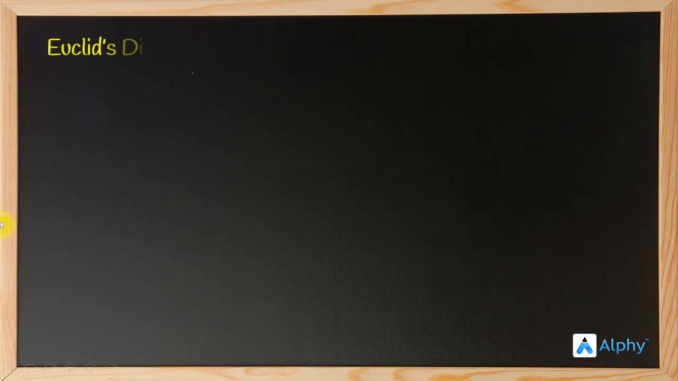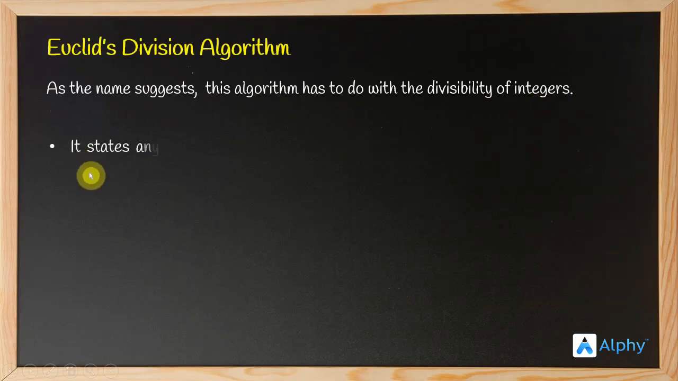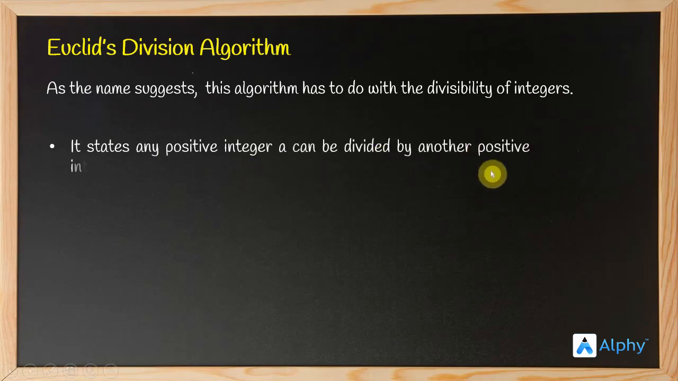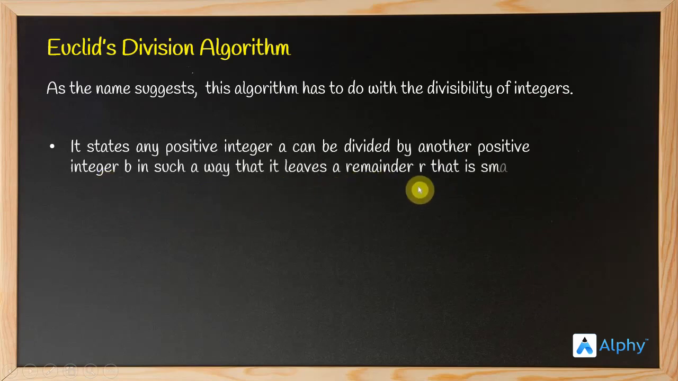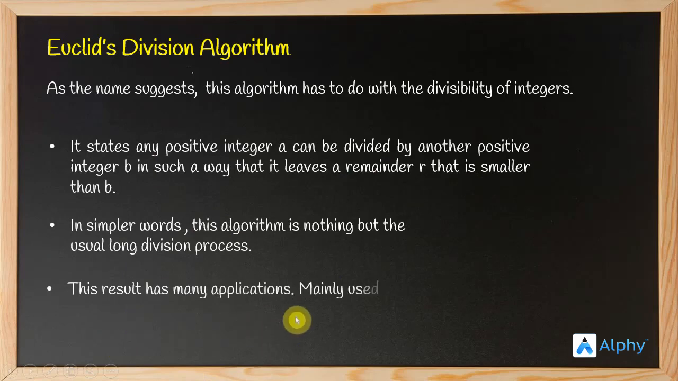So first of all, we are going to discuss Euclid's division algorithm. As the name suggests, this algorithm has to do with the divisibility of integers. It states any positive integer a can be divided by another positive integer b in such a way that it leaves a remainder r that is smaller than b. So if we put it in simpler words, this algorithm is nothing but the usual long division process. It's just a different way to state this process. And this result has many applications.